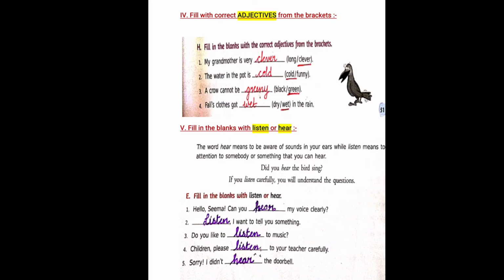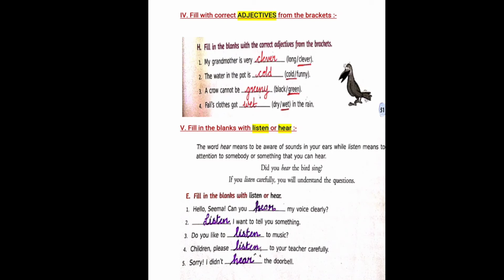Hear means whatever sound you're able to hear through your ears. So what does listen mean? Listen means you're paying attention to someone or somebody. For example, now you're all listening to me through this video, isn't it, children? So listening means you're paying attention to someone. You're carefully listening to them. You're attentively noting whatever they are telling you.